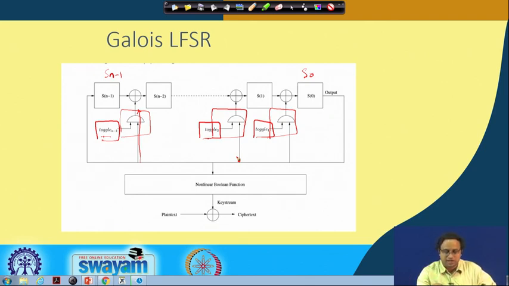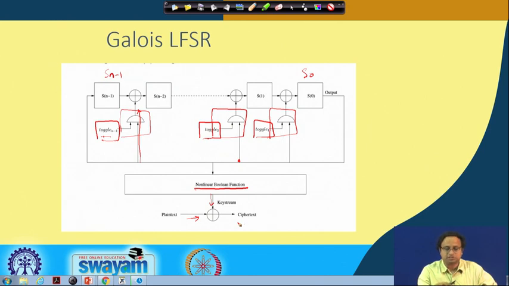Also note that in this diagram and also in the previous diagram, we define what is called a nonlinear Boolean function. Typically, based upon these bits that are over here, we combine them by a nonlinear Boolean function and then produce this key stream which is XORed with the plain text to give you the cipher text.